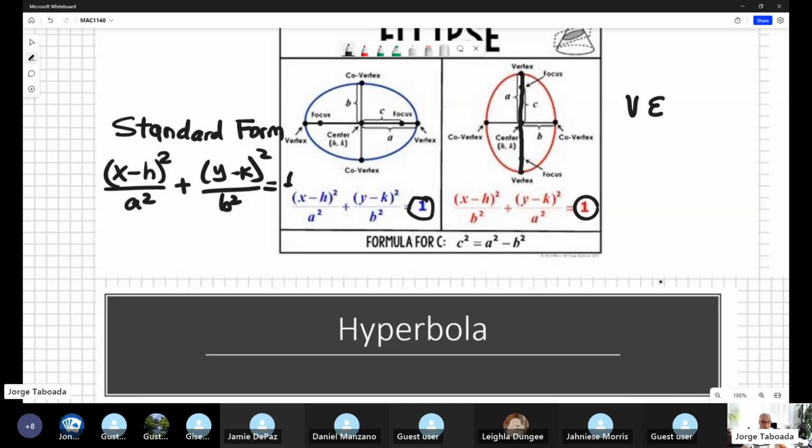And who is h and k? h and k is the center. So any ellipse has one center at the point (h, k). This is the terminology used. This letter h is, of course, the x component. k is the y component. And this is the center point. It is not necessarily the origin. Well, the origin is when h and k are both 0. But if not 0, it's one specific point.